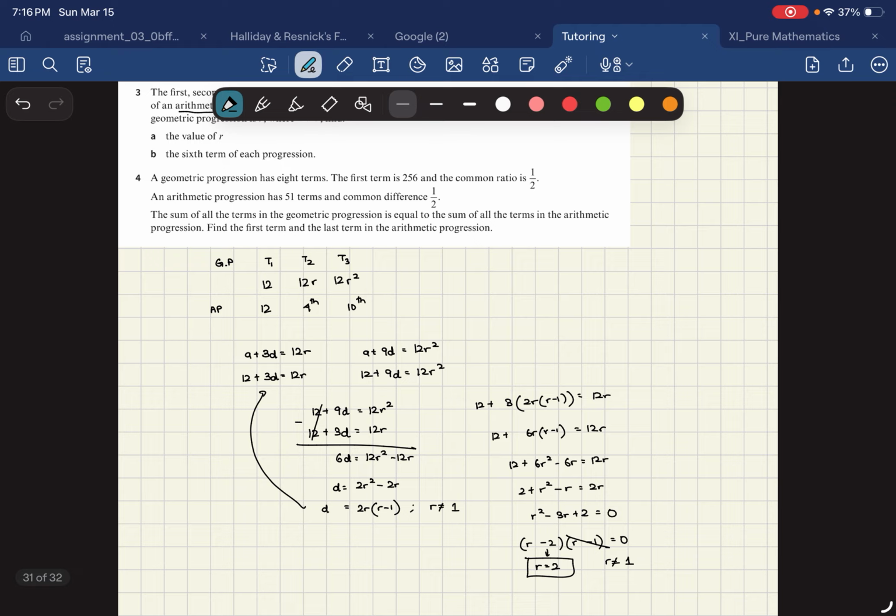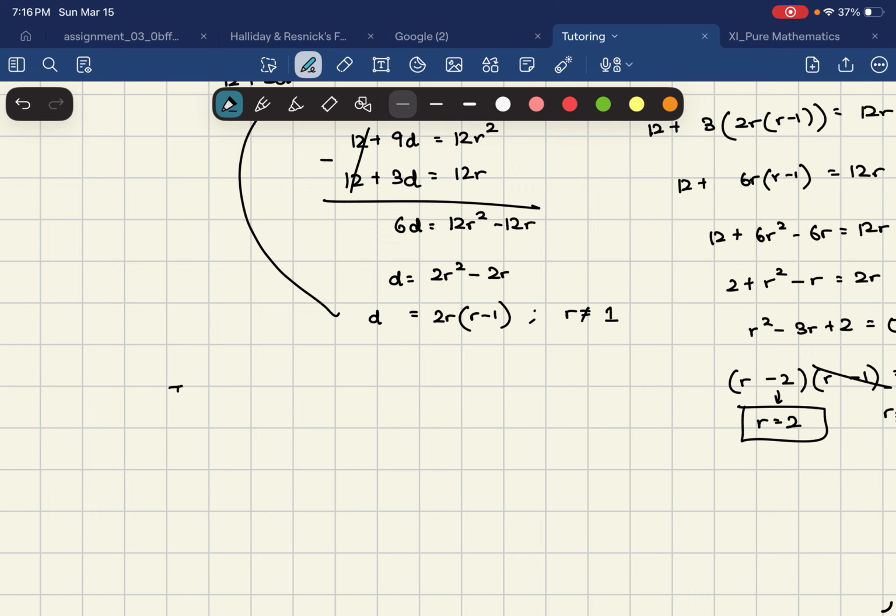And find the sixth term of each progression. Well, T6, if the series is geometric, then T6 is just ar to the power 6 minus 1. That is 5. So that is 12 times 2 to the power 5. 12 times 32. And 12 times 32 is 384.